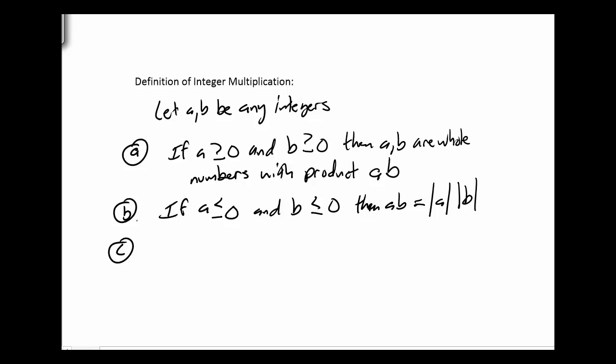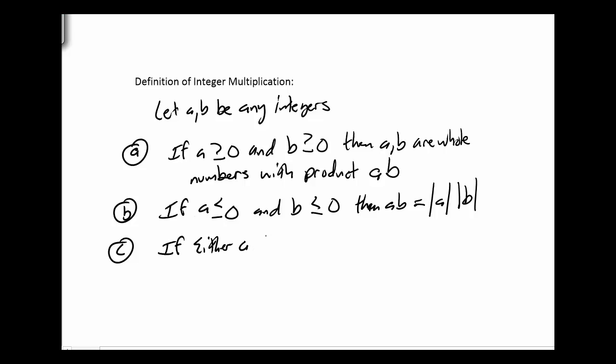Okay, so in other words, a negative times a negative is actually a positive number, and we can pretend they're both positive and multiply them together. Okay, and then we look at this scenario where one of them happens to be negative and the other one is not.